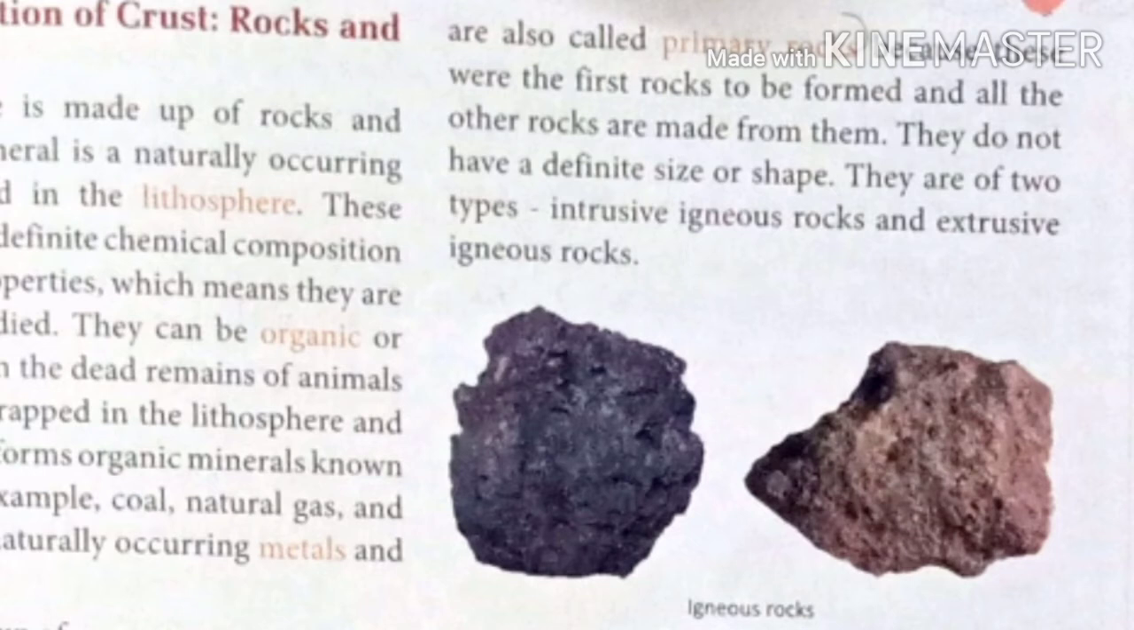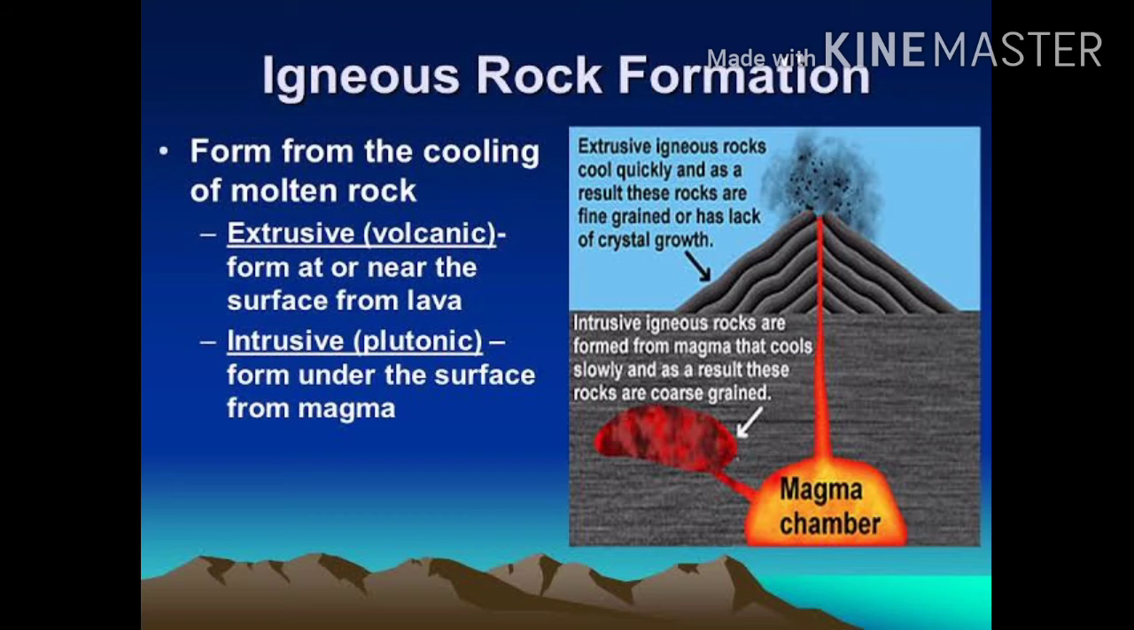They are of two types. Igneous rocks are divided into two types, intrusive and extrusive igneous rocks. The first one is intrusive igneous rocks. The cooling of these rocks is slow. As I have told you that igneous rocks are formed with the cooling of molten magma. So the cooling of these rocks is very slow because the cooling takes place below the earth surface.